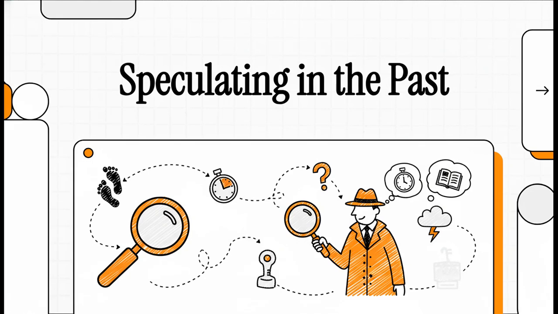You know how we're always making guesses about things that have already happened? We do it all the time, right? We piece together little clues to figure out what went down. Well, English has a specific set of tools just for this, and today we're going to turn you into a grammar detective. So grab your magnifying glass, the investigation is about to begin.